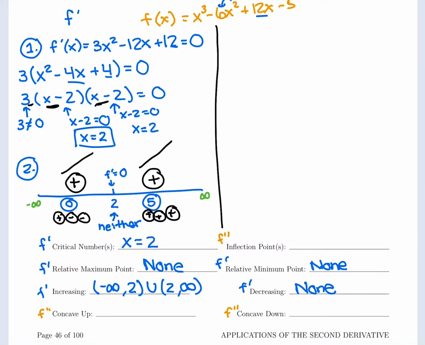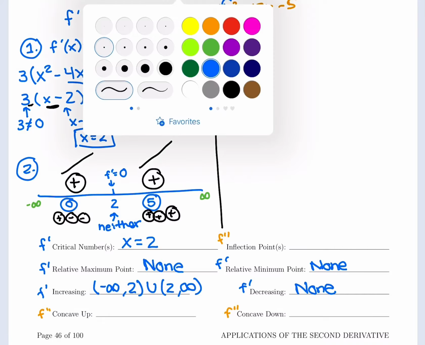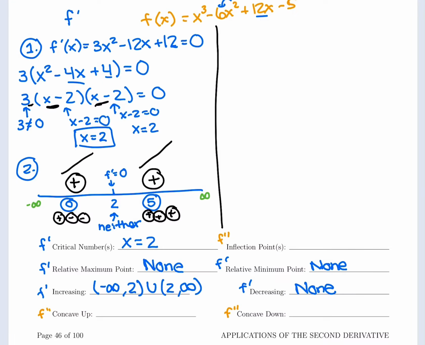Now we can move on to the second derivative. So I need to take the second derivative and do my same 2 steps. Well, when I look to take the second derivative, what's easier to take the second derivative of? This factored form, or the original? Let's not do a product rule if we don't have to.